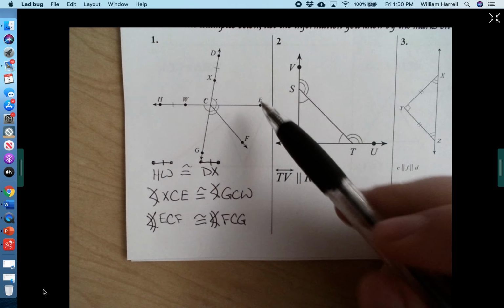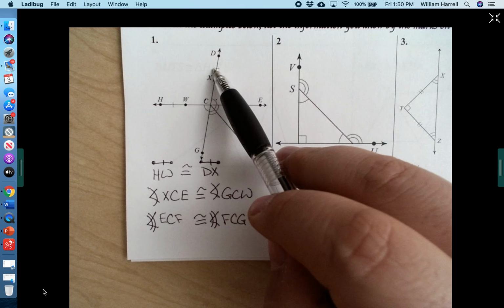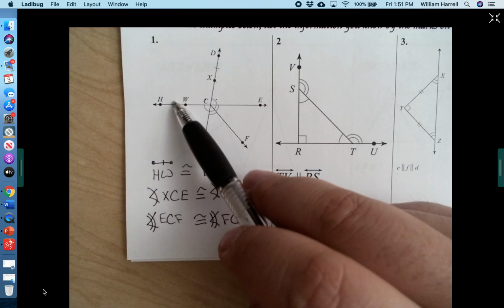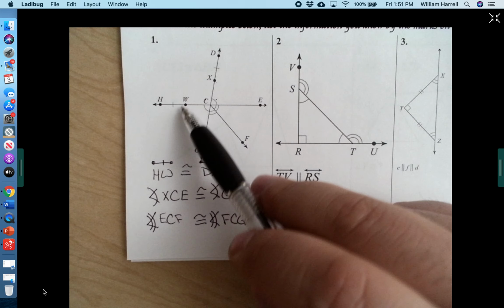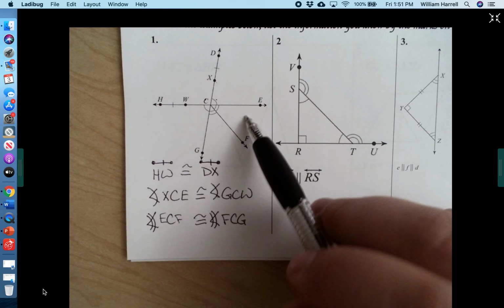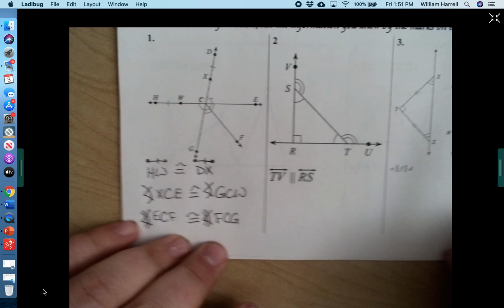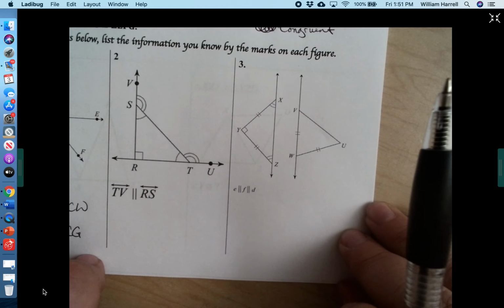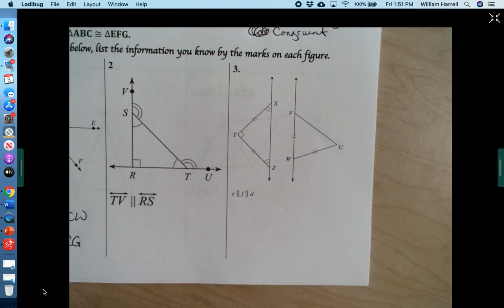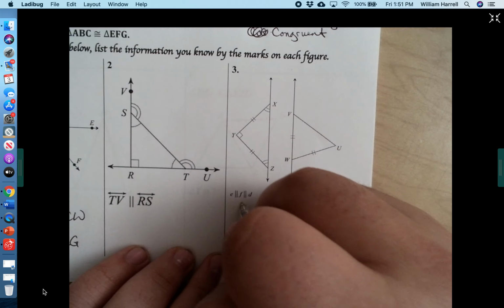Again, if your side segments have marks going through them, and they're the same amount going through them, then they're equivalent. Same with your angles. Alright. I'm going to skip 2, and I want to go to number 3. Okay. So in number 3, tell me the sides that are congruent.